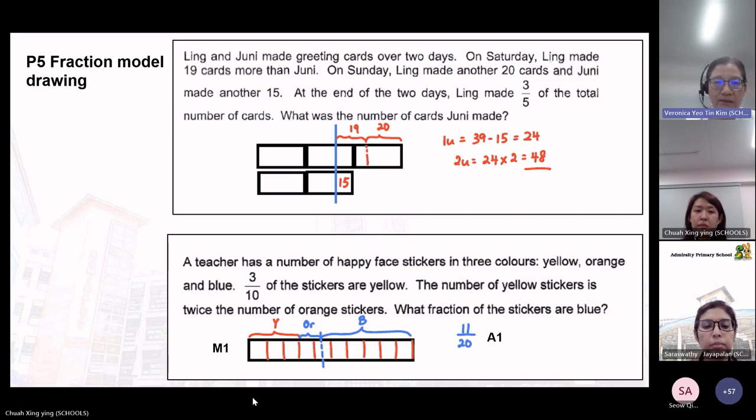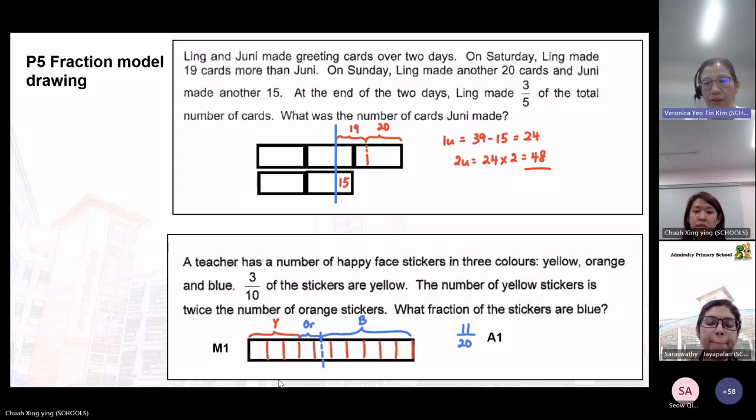And then the number of yellow stickers is twice the number of orange stickers. So the 3 units are split into 2, which means I'm looking at 1.5 unit. And then the rest are made up of blue stickers. If you look at this model here, I put the M1 next to the model. Why? Because based on the model, it's very clear the child understood 3 units yellow stickers, 1.5 unit orange stickers, and the remaining parts, the 5.5 parts, are blue stickers.